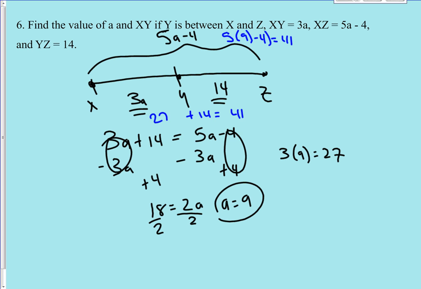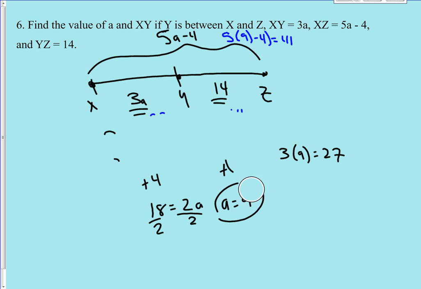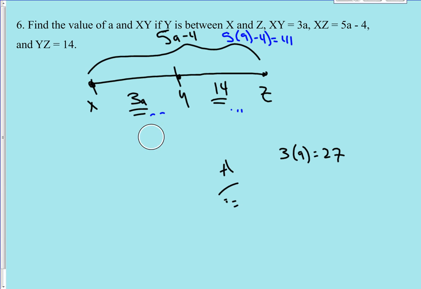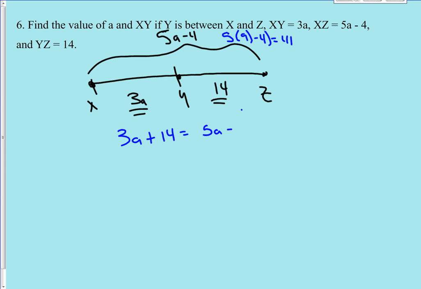This one's a little bit different, a little bit messy. Let me back up here a little bit. Y is between X and Z. XY is 3a. YZ is 14. The entire thing, XZ, is 5a minus 4. So my setup here is going to be piece plus piece equals whole thing.